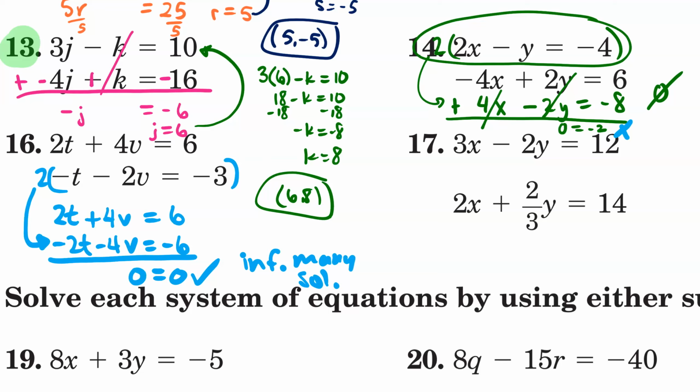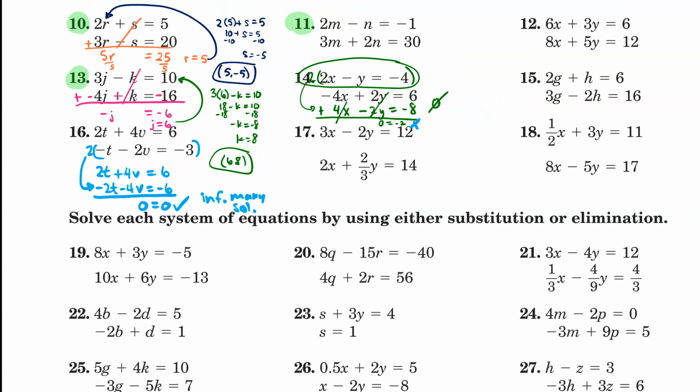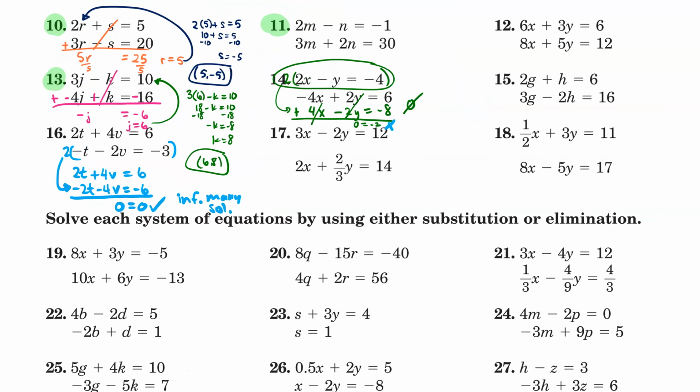Versus 16, we came up with a true statement at the end. Everything canceled, but we got 0 equals 0. Maybe you'll get 5 equals 5. As long as it's a true statement, that would be infinitely many solutions, because that means you have 2 equations and they're exactly overlapping. You can't see my 2 pens because they're exactly overlapping, versus parallel versus crossing. Infinitely many solutions is the same as all real numbers. Okay, so that's 2 of the sections.